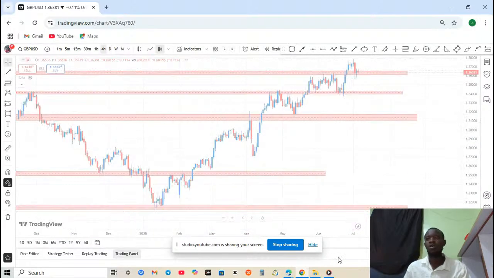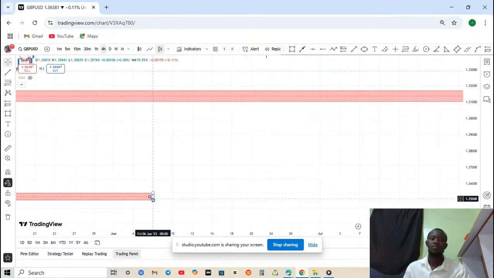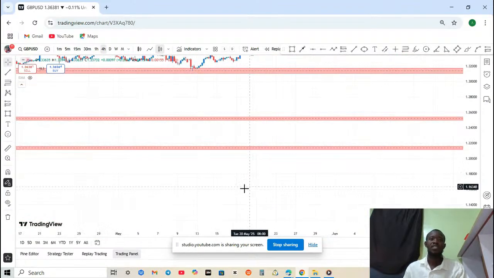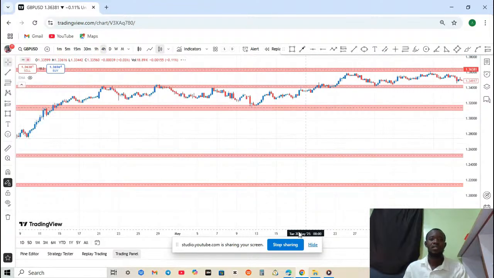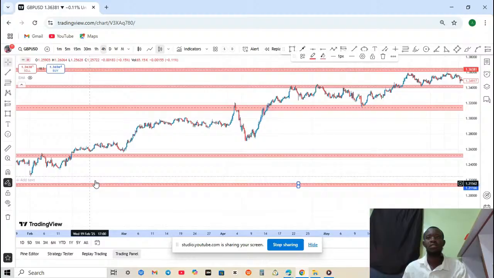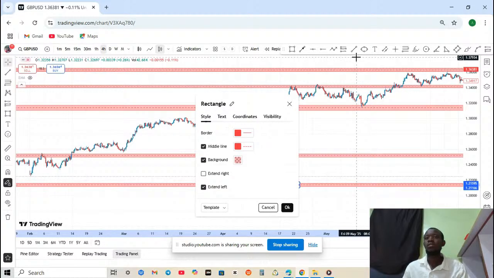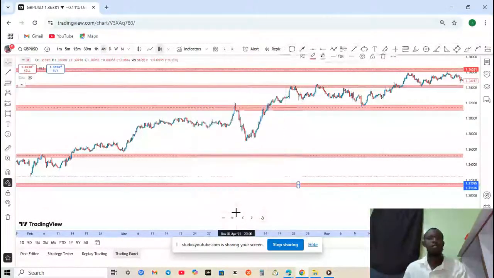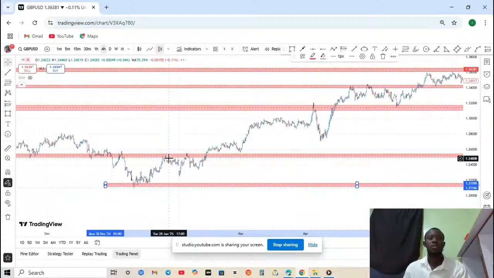So in the 4-hour time frame, what I focus on is adjusting. Let me might extend that to the left. Okay. Also these ones.